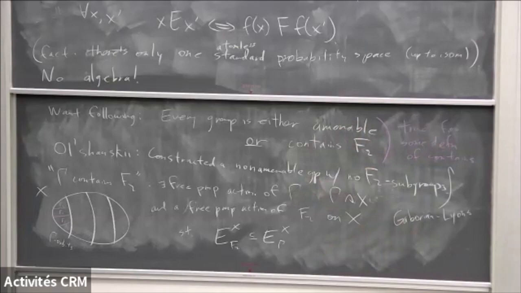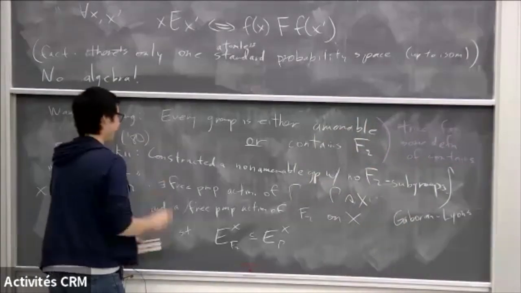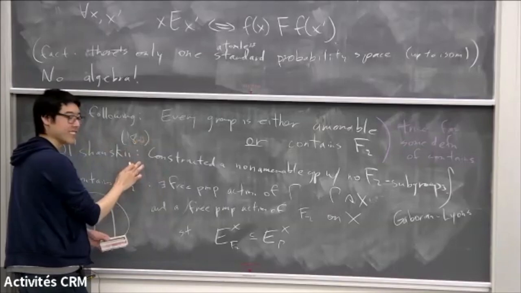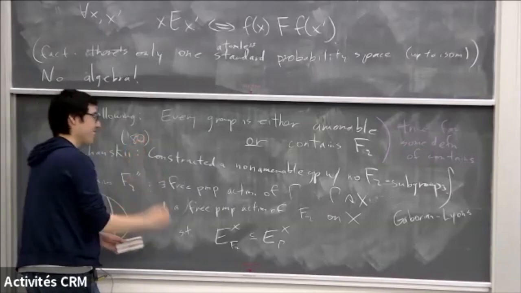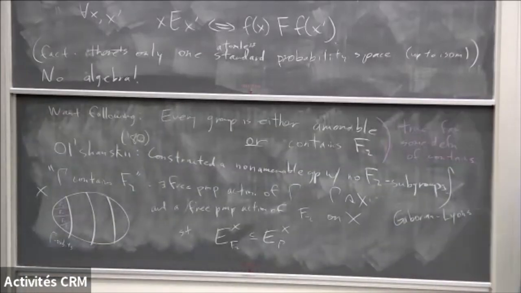Do you know when the result of Olshansky is from? No. Yeah, 80. 80x or 80b? 0. Oh, x is 0. Very good.